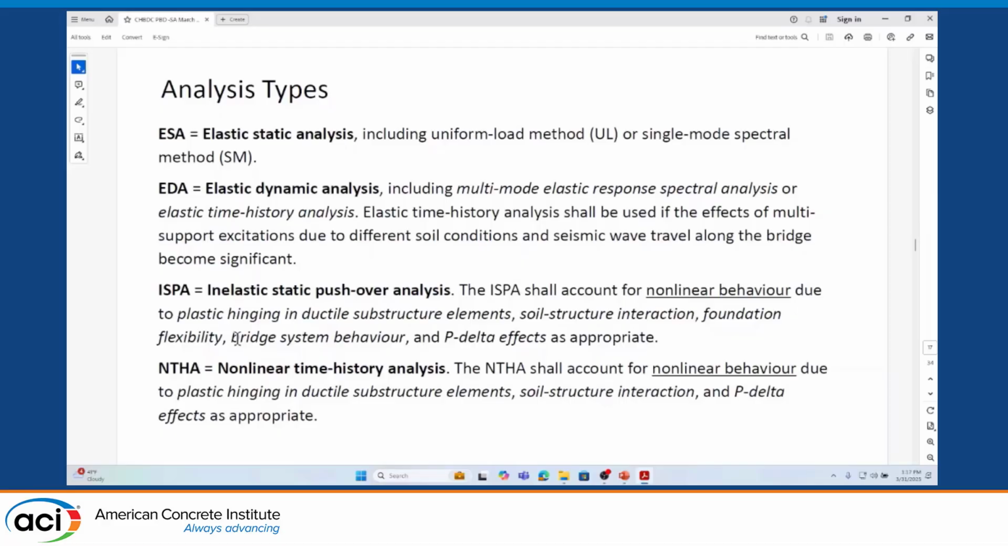There are 4 types of analysis that are mentioned in the CSA-S6: elastic static analysis, elastic dynamic analysis, inelastic static pushover analysis, and nonlinear time history analysis. I believe all of you are familiar with those kinds of analysis, so I don't have to go into the details.